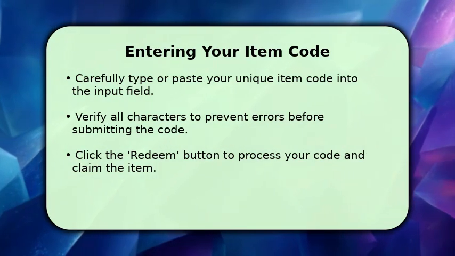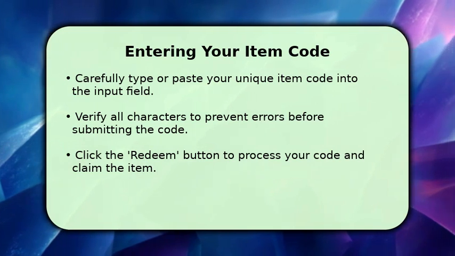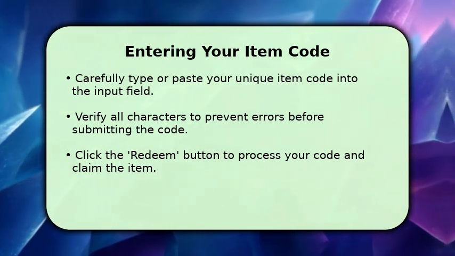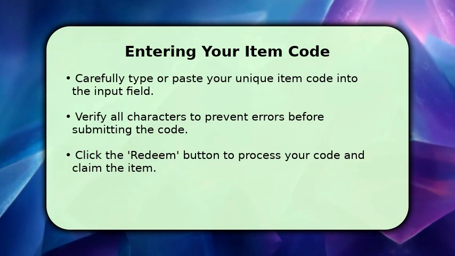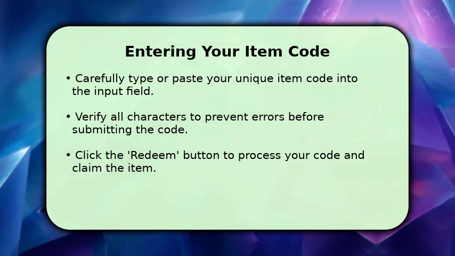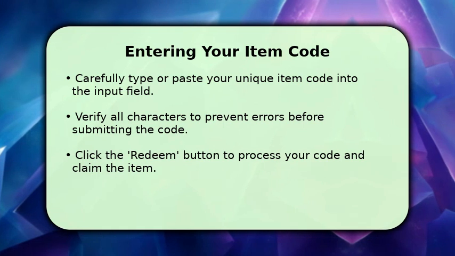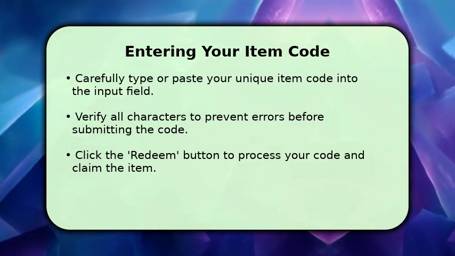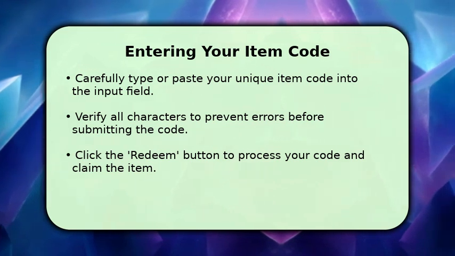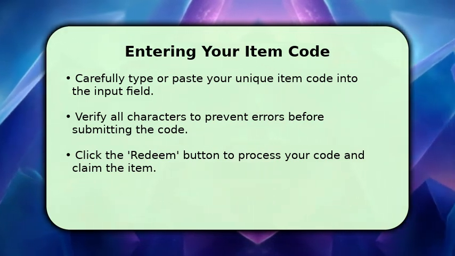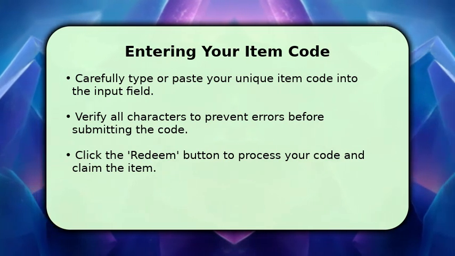Now it is time to enter your code. Locate the designated input box on the redemption page. Carefully type or paste your unique item code into this field. It is crucial to double-check every character for accuracy, as even one incorrect letter or number will prevent successful redemption. Once you are certain the code is correct, click the Redeem button to process your request.